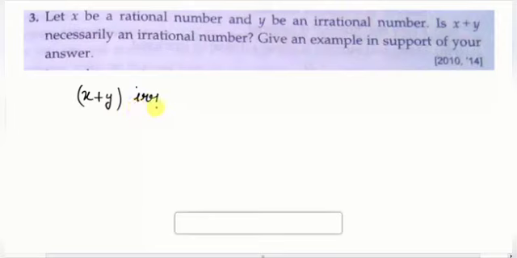Now let x plus y be an irrational number. Here we will show by an example that x is a rational number and y is an irrational number. Let's take x equals 2 and y equals root 3. Now 2 plus root 3 is an irrational number, in which 2 is rational and root 3 is irrational.